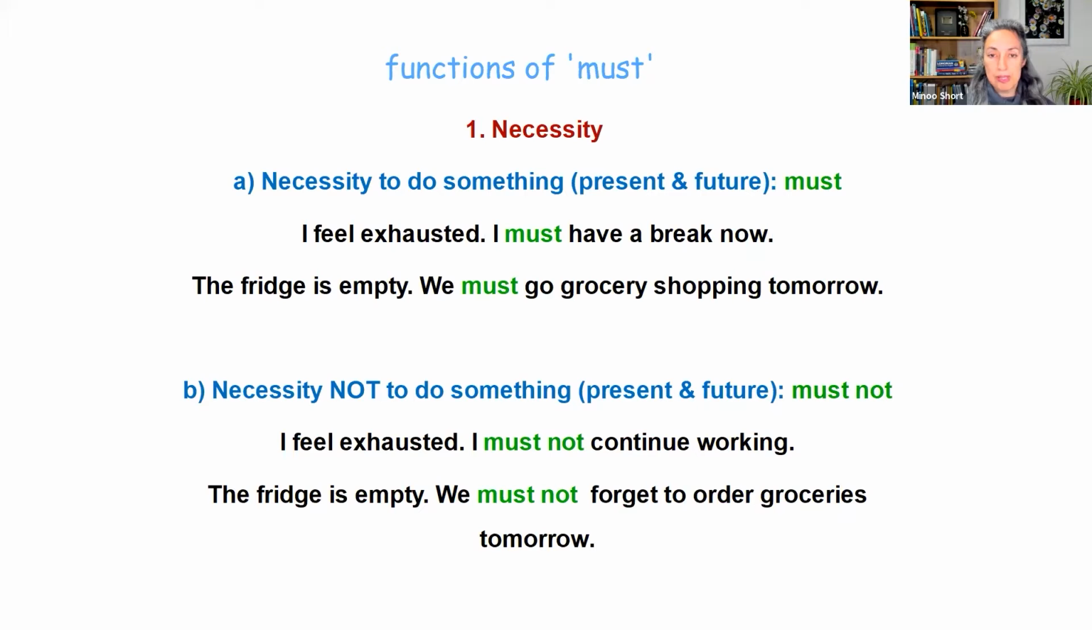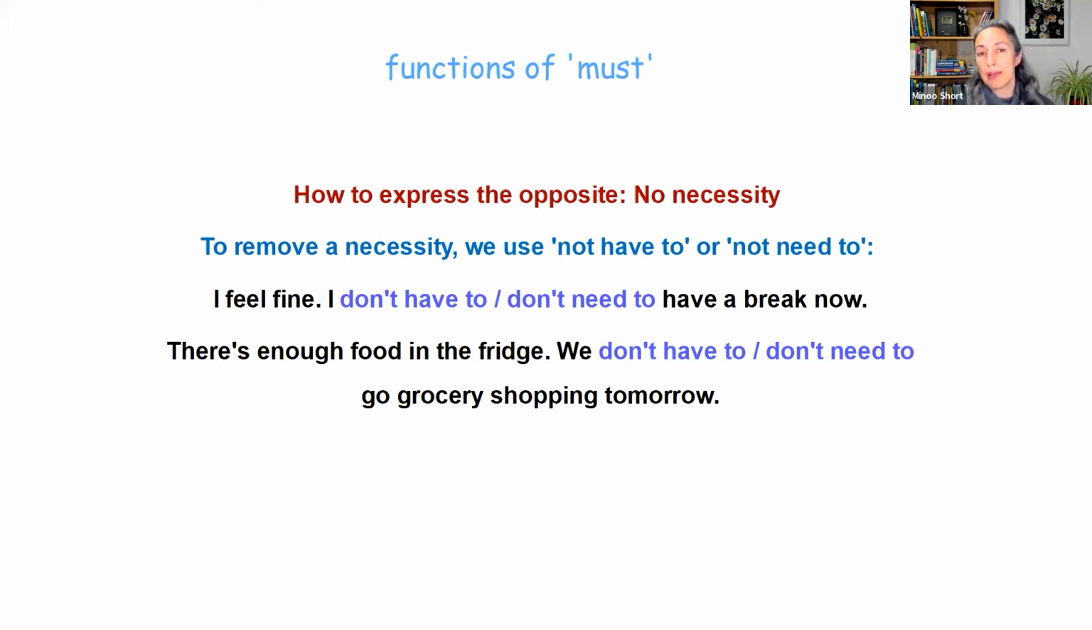So what is the opposite then? If must not is not the opposite, what is the opposite? How do we express that something is not necessary? To remove a necessity, we use not have to or not need to. We have two options here. For example, I feel fine. I don't have to have a break now. It's not necessary. Or I don't need to have a break now. And the other example, there is enough food in the fridge. We don't have to or we don't need to go grocery shopping tomorrow, right?